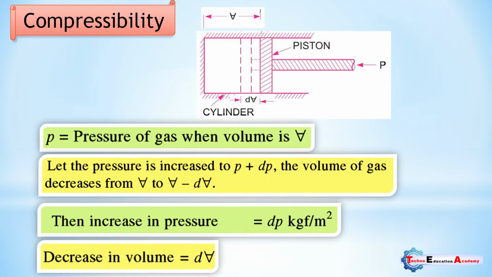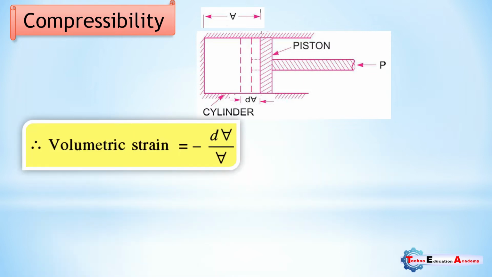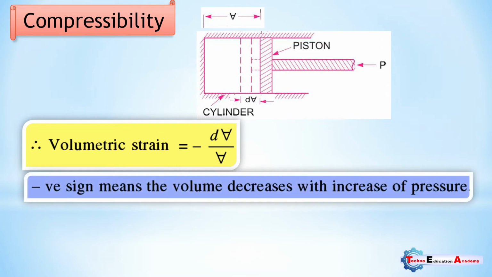and the decrease in volume is equal to dV. So volumetric strain is equal to change in volume upon original volume. And here we are using a negative sign, because whenever we compress the gas, its volume decreases. So this negative sign means the volume decreases with increase of pressure.